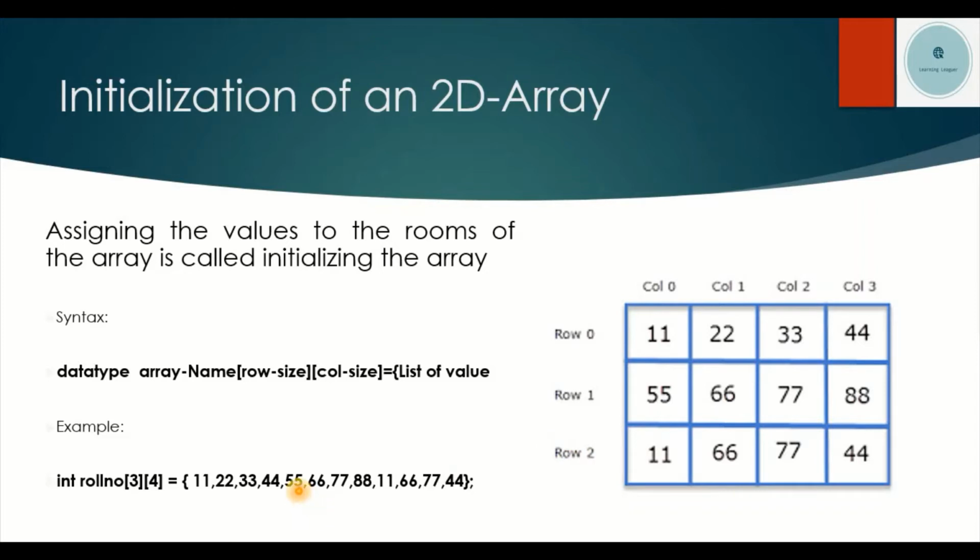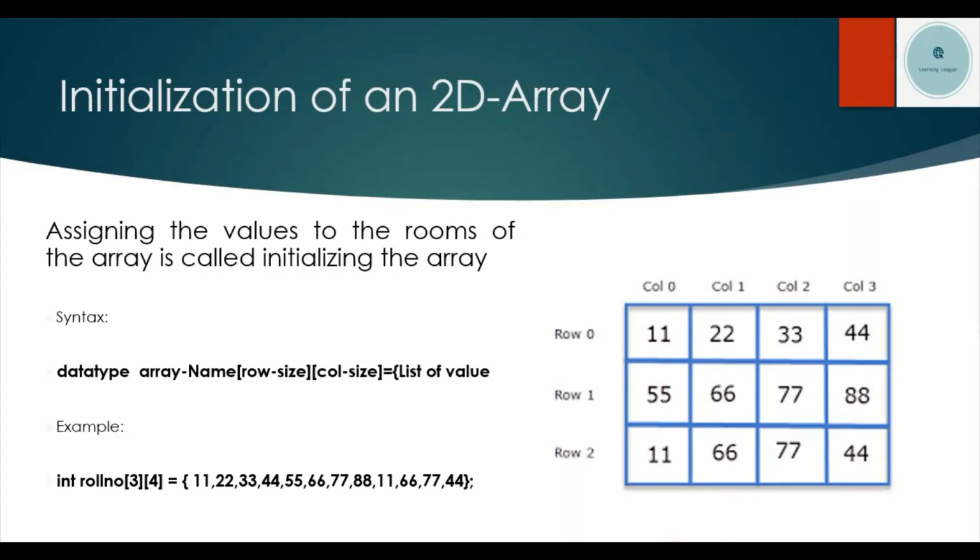The remaining values, 55, 66, 77, 88, where have they been stored? They have been stored in the second row. The remaining last 4 values, 11, 66, 77, 44, where have they been stored? They have been stored in the third row. So this is how the values will be stored in a 2D array.